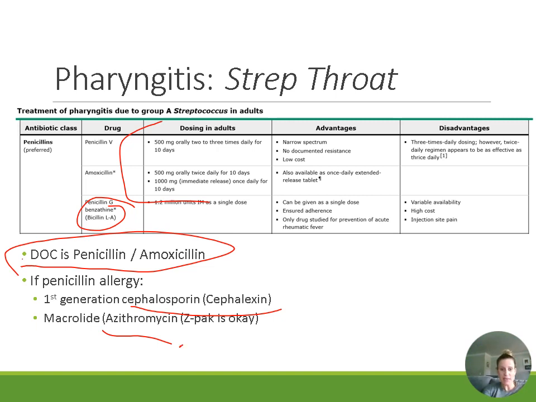A Z-Pack is fine, the Azithromax Z-Pack. That's the dosing pack where you take 2 tablets on day 1 and then 1 tablet on days 2 through 5. So it's a 5-day dose pack. That is one thing that's nice about the Z-Pack, that it's only 5 days instead of 10 days. However, the Z-Pack is not first line. One of the reasons is because there's a lot of resistance developing to azithromycin.